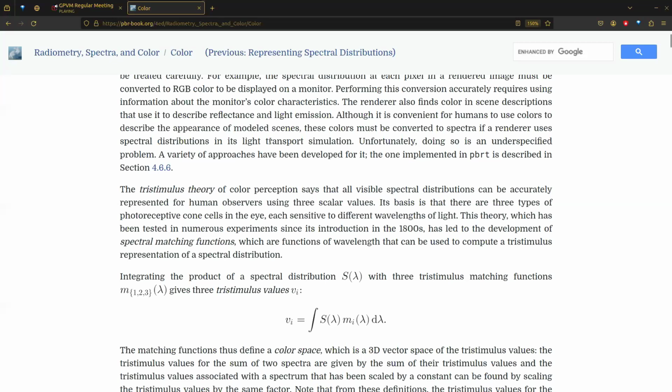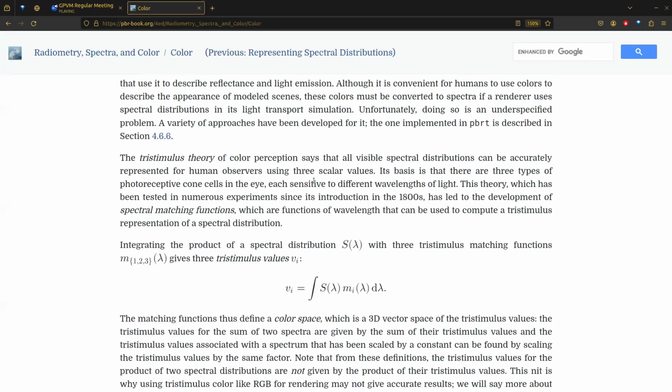The tristimulus theory of color perception says that all visible spectral distributions can be accurately represented for human observers using three scalar values, based on the fact that there are three types of photoreceptive cone cells in the eyes, each sensitive to different ranges of wavelength. It's been tested in numerous experiments since the 1800s and led to the development of spectral matching functions. These are functions of wavelength that can be used to compute a tristimulus representation of a spectral distribution.